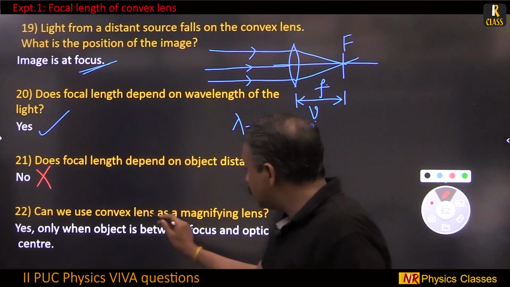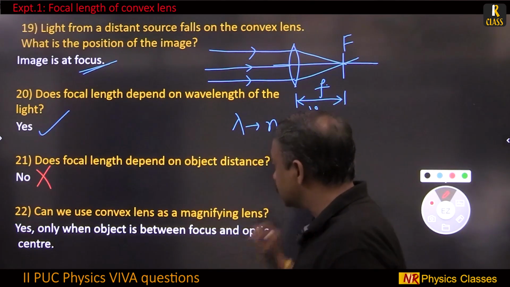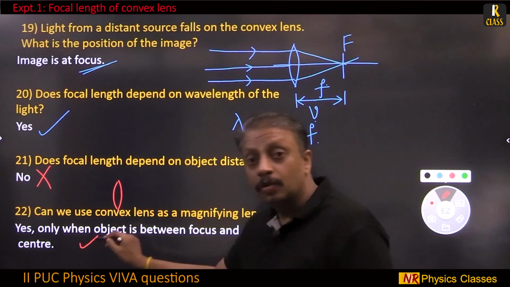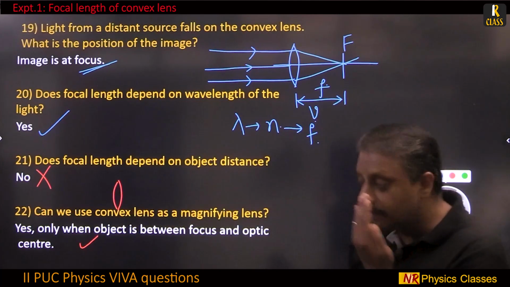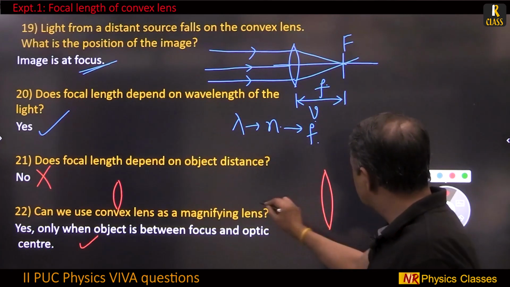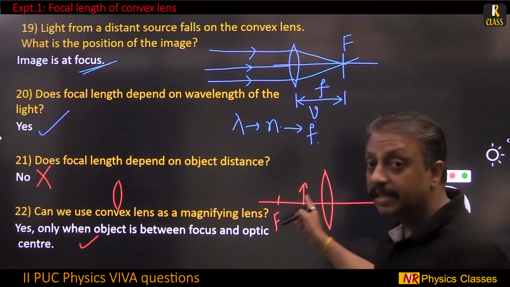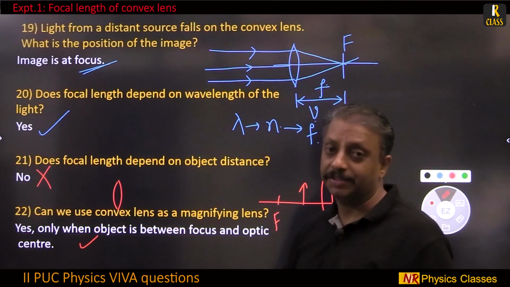Can we use convex lens as a magnifying lens? Answer is yes, only when object is within the focus. Lens, this is the focus. If object is within the focus, it can behave like a magnifying lens.